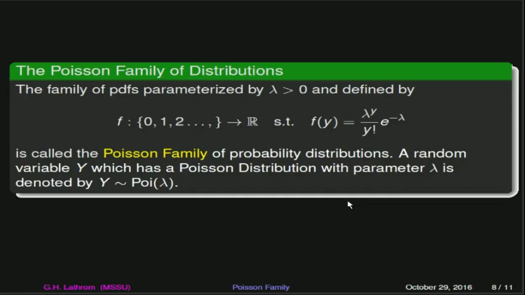So what is this probability density function? This is what we mean by the Poisson family of distributions. It is a family parameterized by a real number, lambda greater than 0, and the PDF defined by lambda to the y over y factorial times e to the minus lambda. We think of that lambda, again, as being an error rate or an occurrence rate for some kind of process. And we'll denote that a random variable y has a Poisson distribution with parameter lambda by y tilde Poi of lambda.